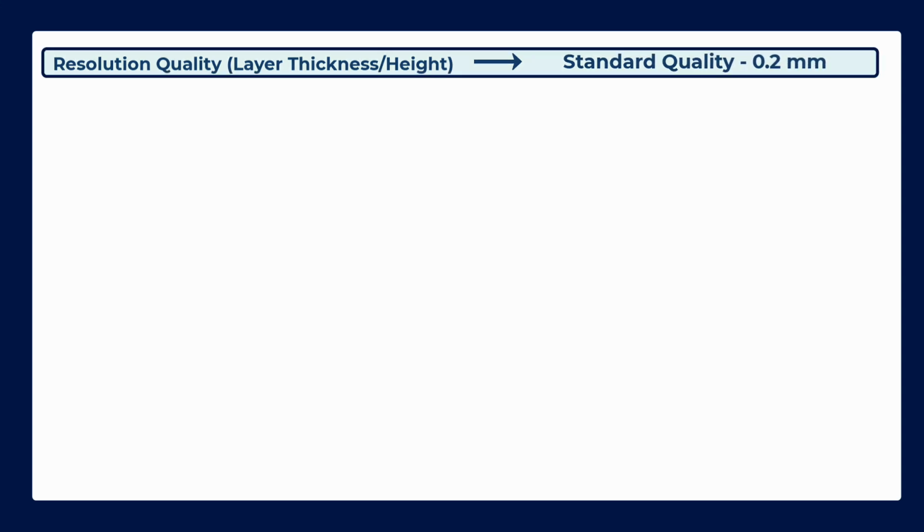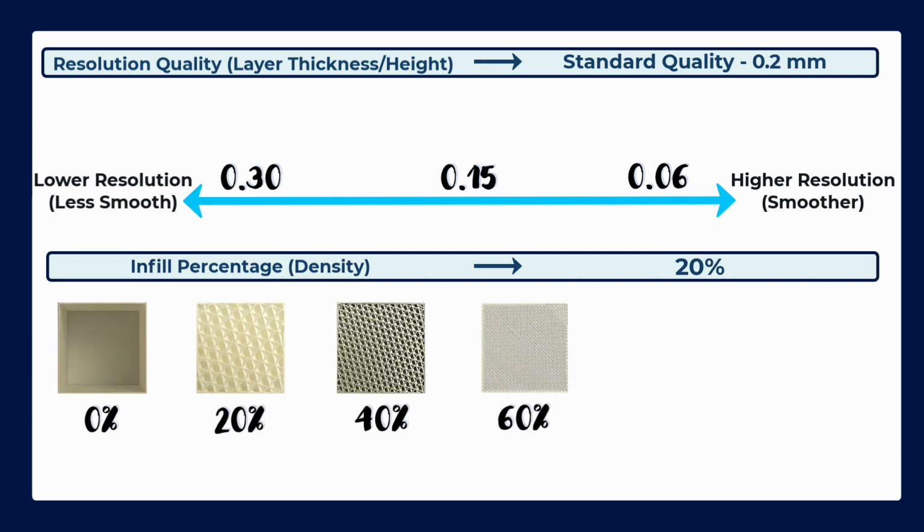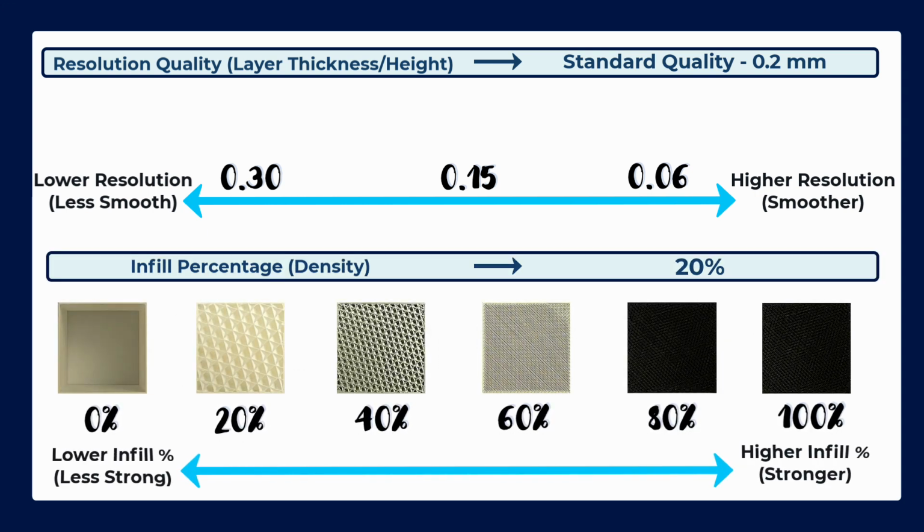Resolution quality of 0.2 mm, which is standard quality, is suitable for most designs. However, you may choose to increase or decrease resolution quality by decreasing or increasing layer thickness. An infill percentage of 20% is recommended for most designs. However, you may increase or decrease the infill percentage if you wish to increase or decrease the strength of your design. Utilize your judgment to determine whether supports are necessary.